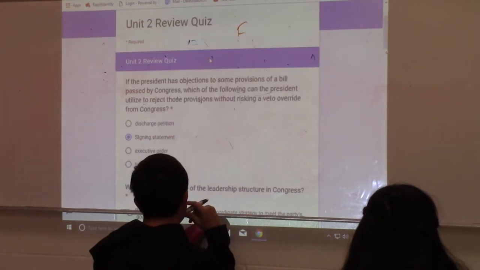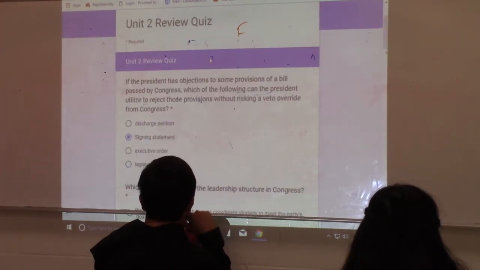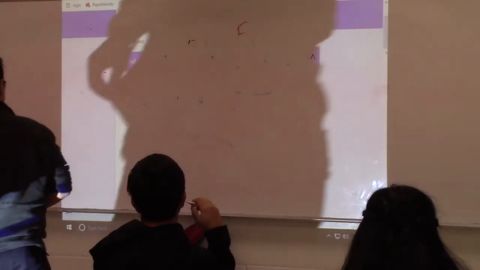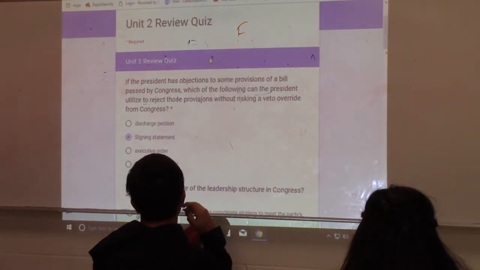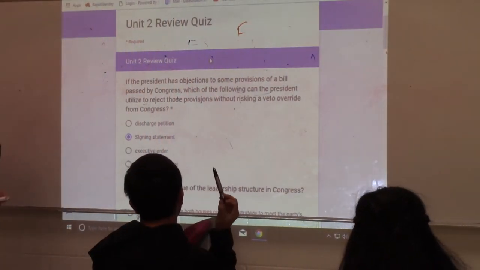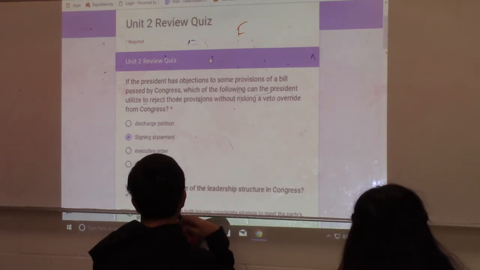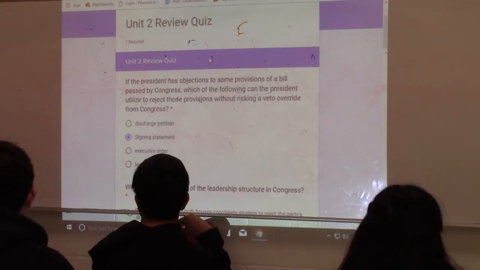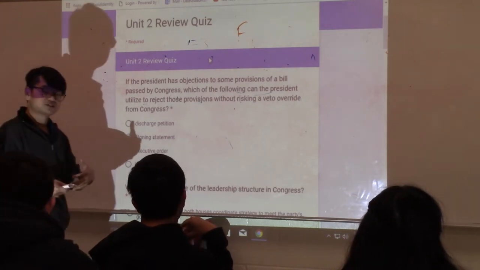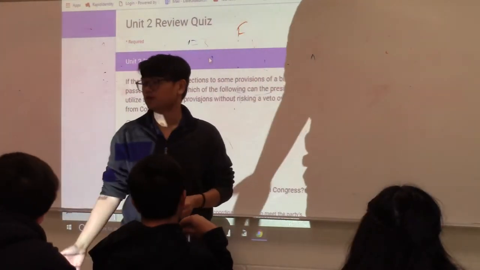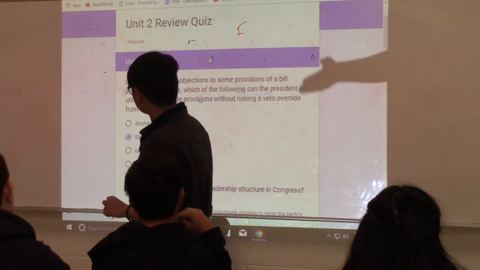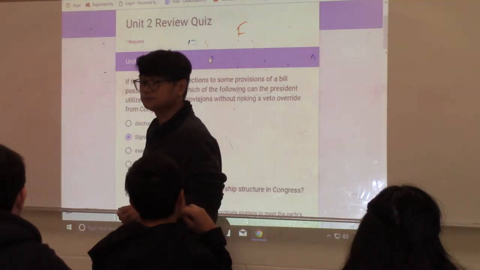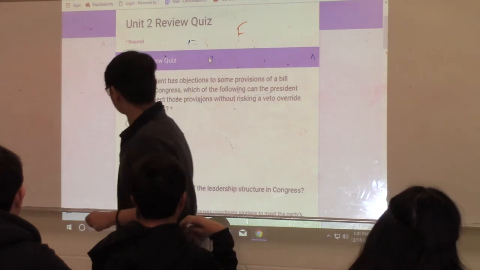All right. If the president has objections, go ahead and read the board for me. But if the president has objections to some provisions of a bill passed by Congress, which of the following can the president utilize to reject those provisions without having to risk a veto override from Congress? So if there's a bill and there's some parts of it that he doesn't like, but he doesn't want to risk Congress overriding his veto, he doesn't want to veto the whole thing, what can he use? Sign. What else can he do? Pocket veto. He can do a pocket veto, right?